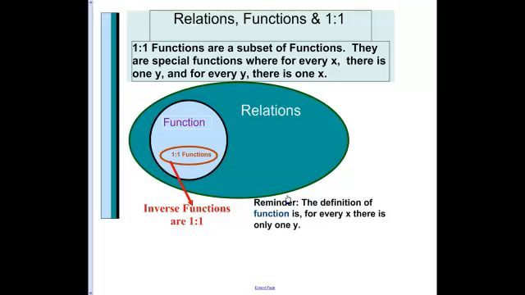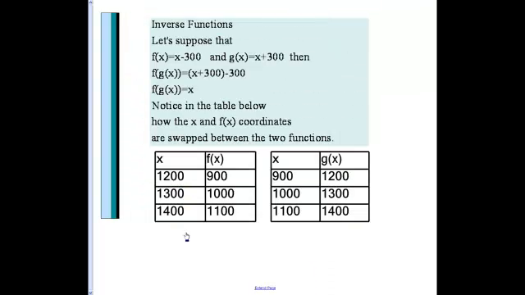Inverse functions are a subset of functions. They're special functions where for every x there's only one y, and for every y there's only one x. The definition of a function is that for every x there's only one y value, and inverse functions are one-to-one functions.